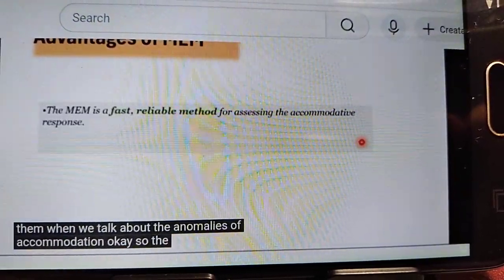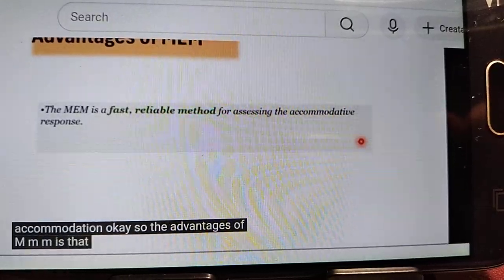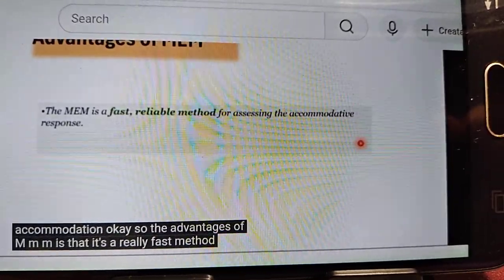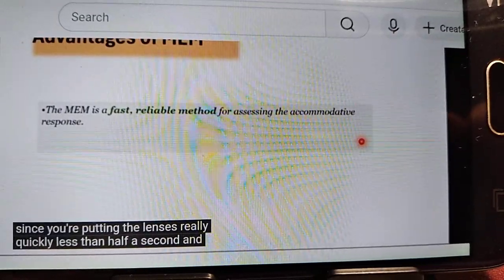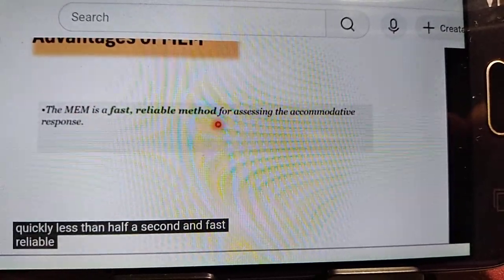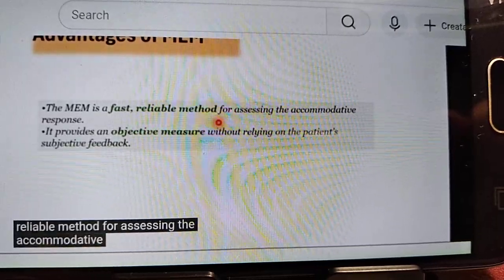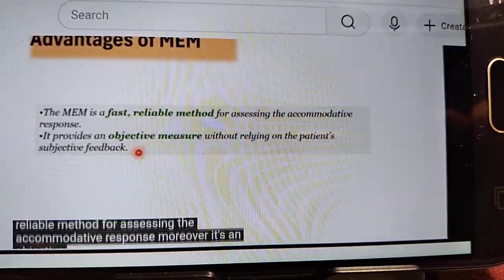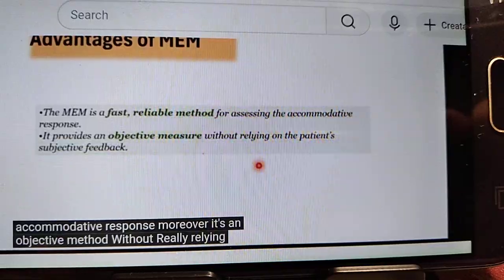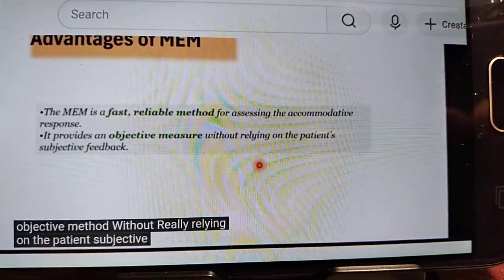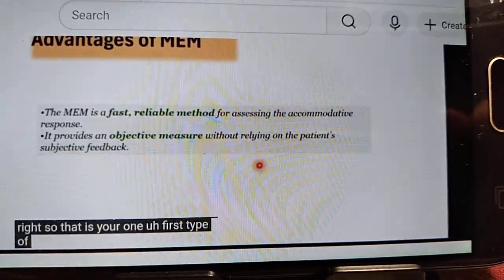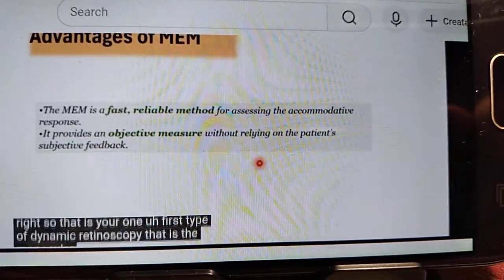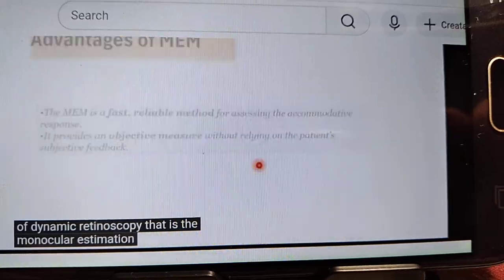Okay, so the advantage of MEM is that it's a really fast method, since you're putting the lenses in less than half a second, and it's a reliable method for assessing the accommodative response. Moreover, it's an objective method without relying on the patient's subjective feedback. All right, so that is your first type of dynamic retinoscopy, the monocular estimation method.